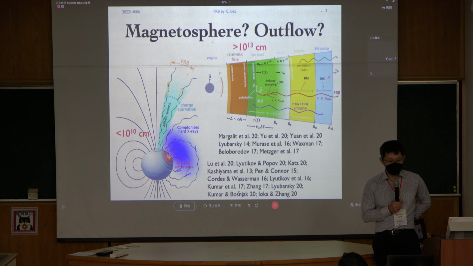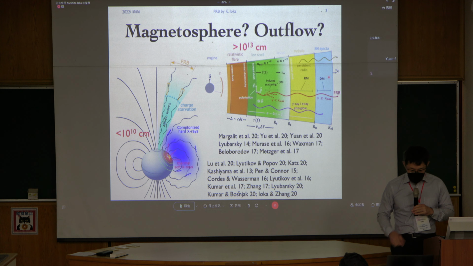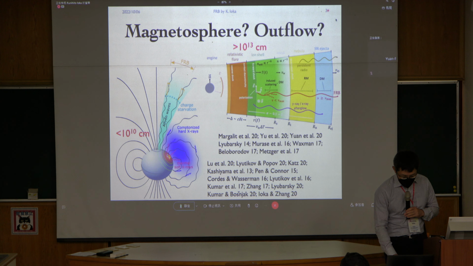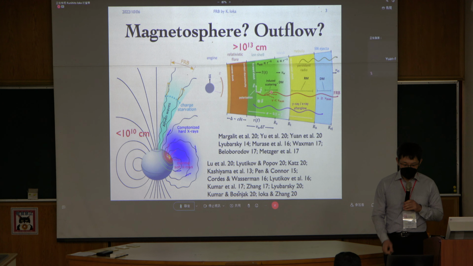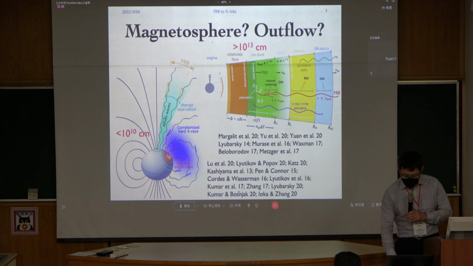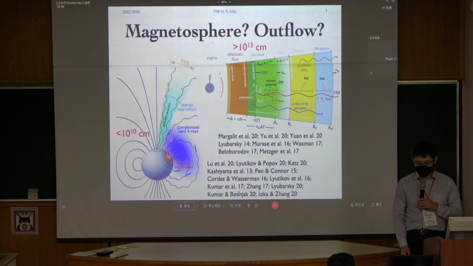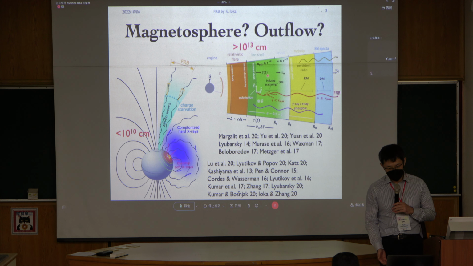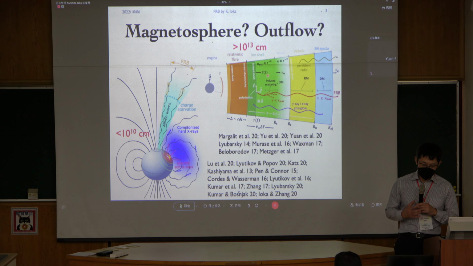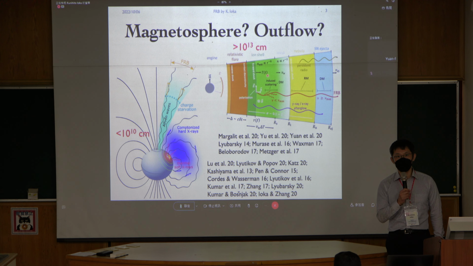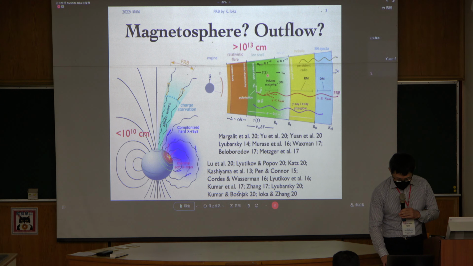There are many discussions about the emission site. One is the magnetosphere model, where the radius is much smaller than 10^8 centimeters. The other is the outflow or faraway model, where the radius is around 10^13 centimeters. So the difference is more than three orders of magnitude, and this is a kind of the most unknown phenomenon in the universe.